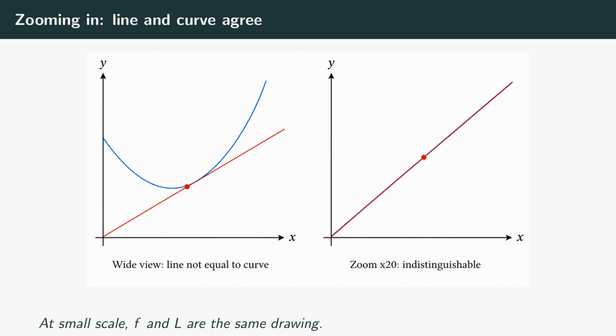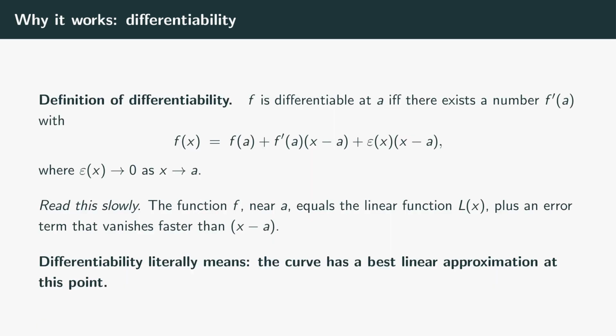That visual fact, the two graphs becoming one as you zoom, is the geometric content of differentiability. And it's the reason linear approximation works. In a small enough neighborhood, the line is the curve. You're not making an error so much as choosing a different but equivalent picture, where the arithmetic is easy. Why does this work? Why is the tangent line a good approximation at all? The answer is that this is exactly what differentiability means.